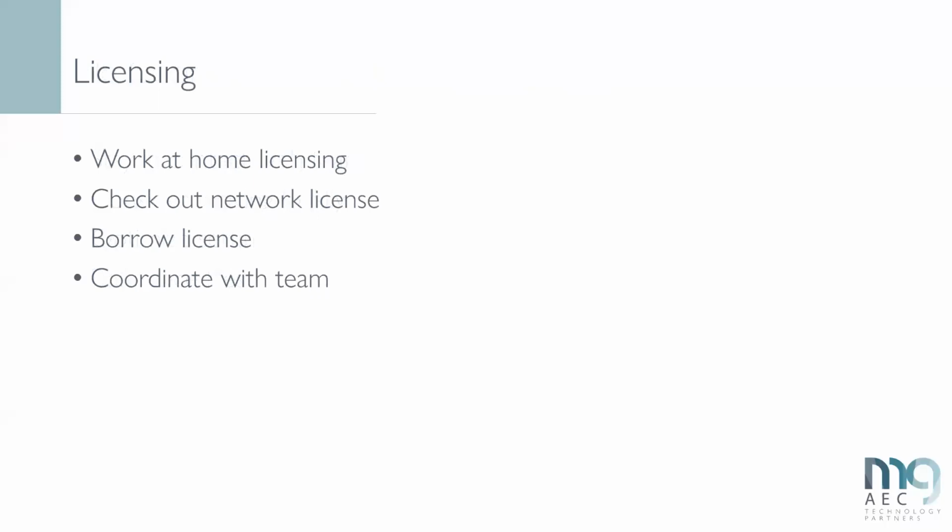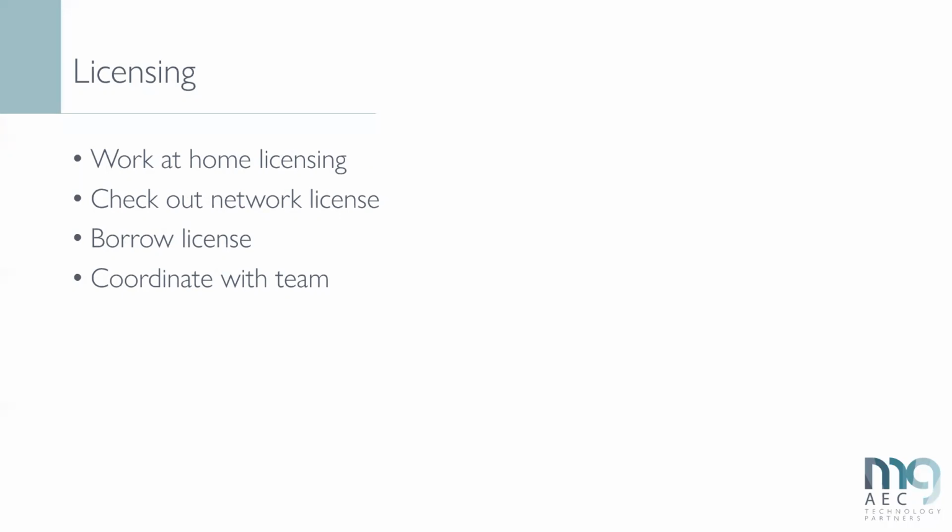Licensing access. This can be frustrating at times. This goes back to coordinating with people on your team. If you have network licenses, just as an example, you've got 40 employees and 30 network licenses for those 40 employees. When everyone's working from home, there's the potential for all of those licenses to be taken. So it takes some coordination there.